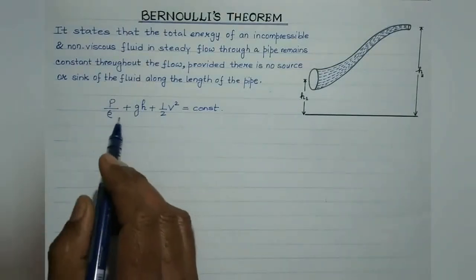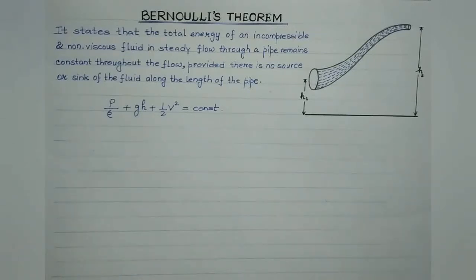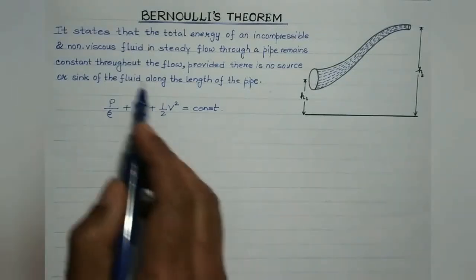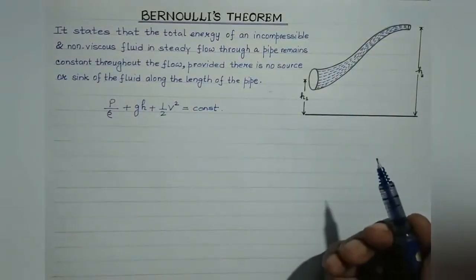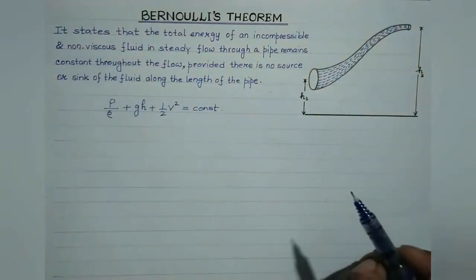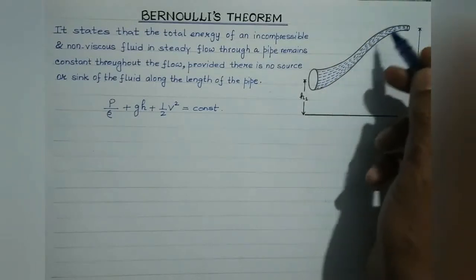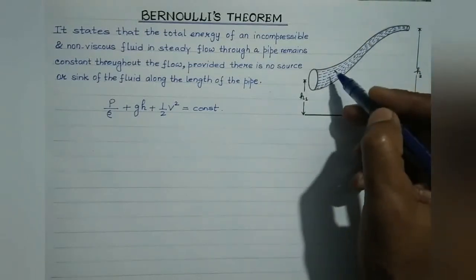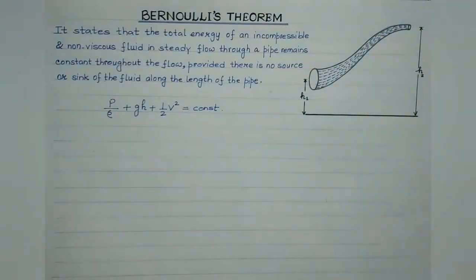Now students, in order to prove this Bernoulli's theorem, we have to make the following assumptions. First, the fluid under consideration is incompressible. Then the fluid is considered to be non-viscous, and the flow is considered to be streamlined or steady, and the velocity of the liquid is considered to be less than its critical velocity.